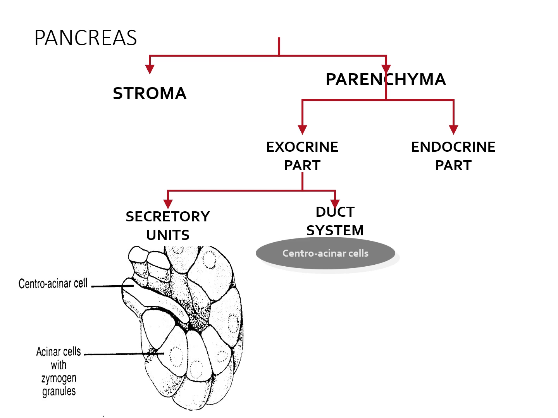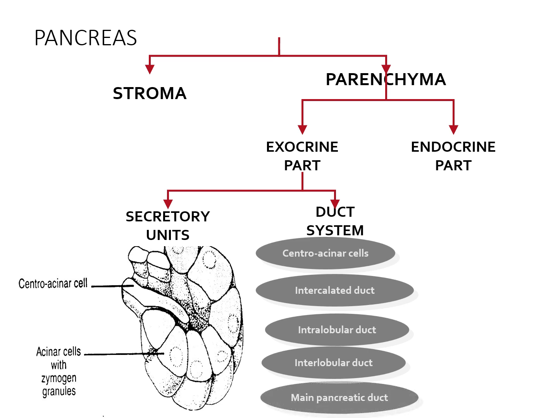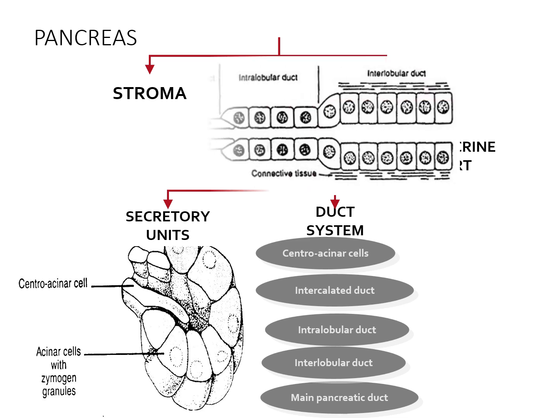After that, there is a small duct called the intercalated duct. So we are coming out from the serous acini, inside the lobule, so this is the intralobular duct. Intralobular ducts join each other to form a duct in between lobules, so it will be the interlobular duct. And finally, we reach the end to open into the duodenum by the main pancreatic duct. Let's see a photo to imagine what we say.